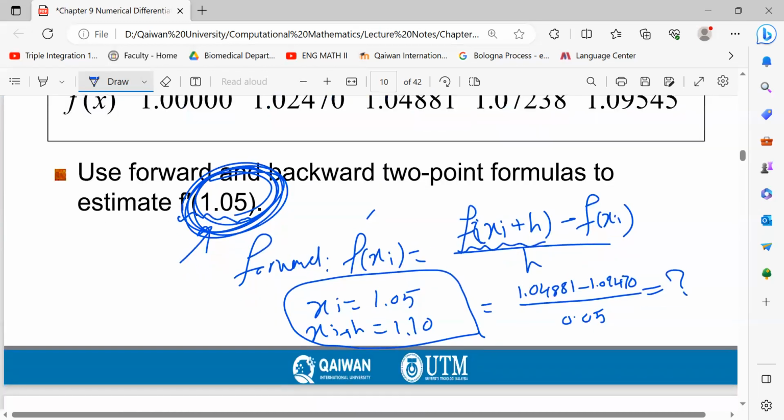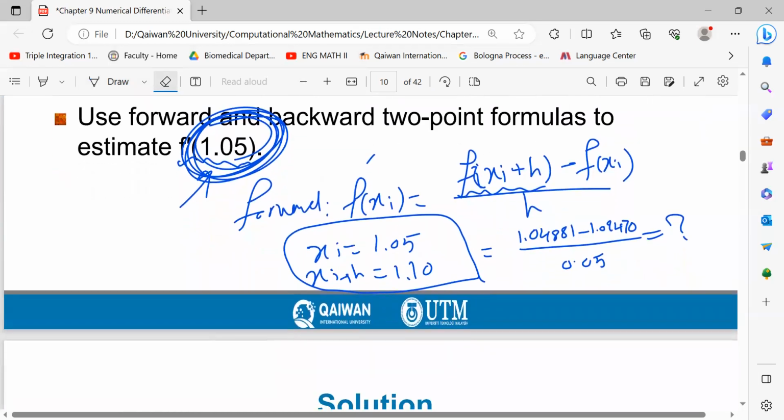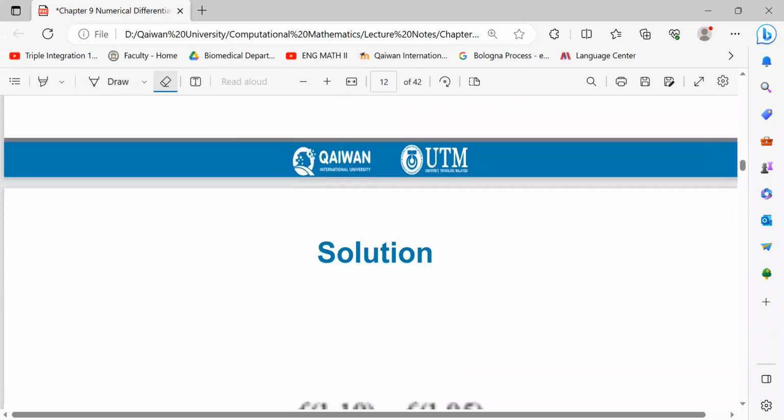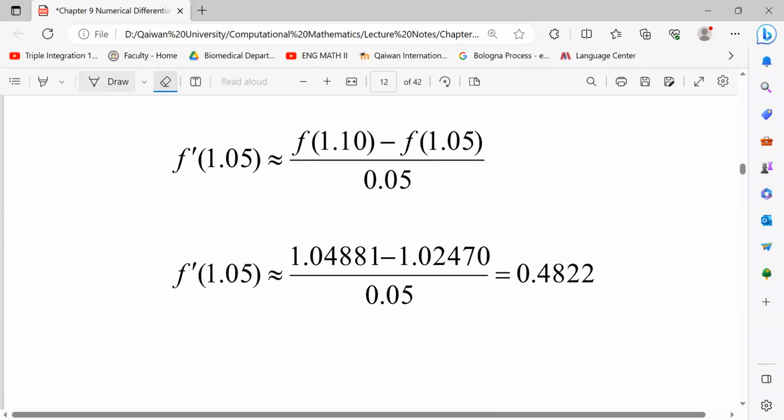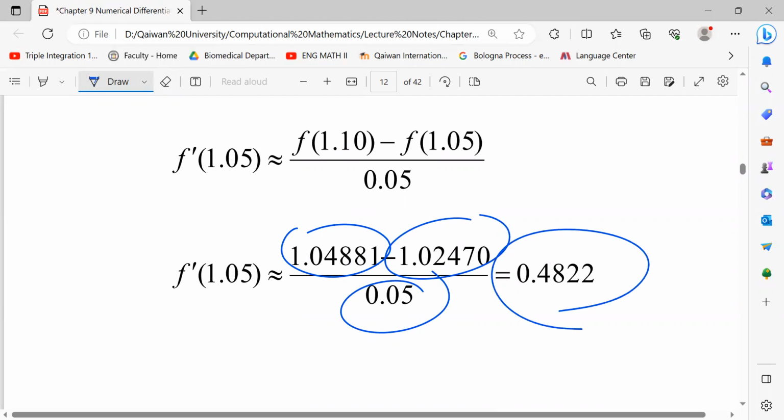Therefore, this is for forward, just calculate this. It's 1.0488. That's it. Minus this, dividing by 0.05. And the result is 0.4822. Okay?